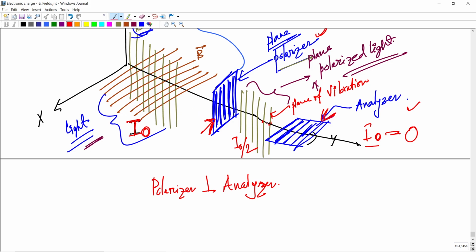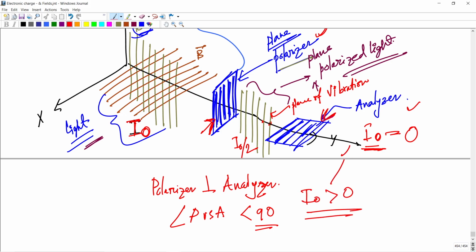it is less than 90 degrees. So some part of the light passes, and we get some intensity here because the angle is less than 90 degrees. If the angle between the polarizer and analyzer, P versus A, is less than 90 degrees, you get some intensity here. That intensity is greater than zero. The output intensity is obviously greater than zero.